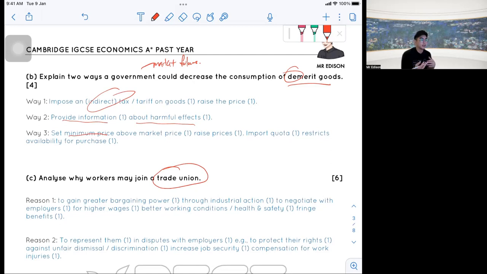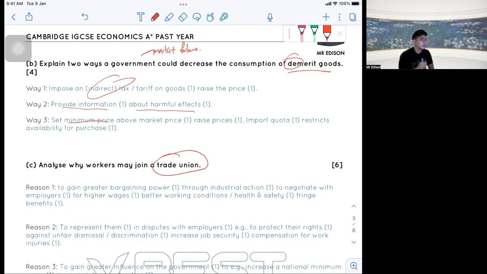Okay, it's not saying that your salary is already much higher than the others, and you still need to get a higher salary. You cannot do that. Okay, it's just a right. So the first one, to gain greater bargaining power through industrial action. Yeah, here is why you want to join the trade union. So joining the trade union is basically just for two things, right? First one, higher salary. Second thing is higher income and so on.